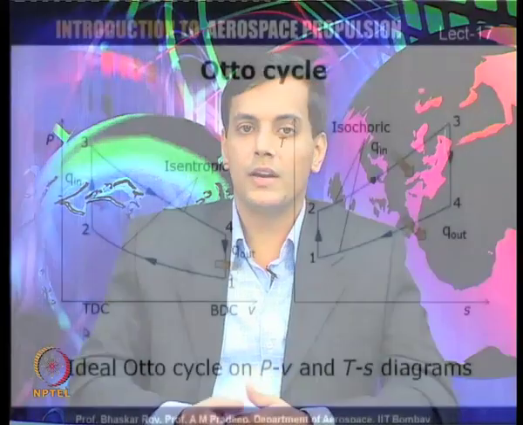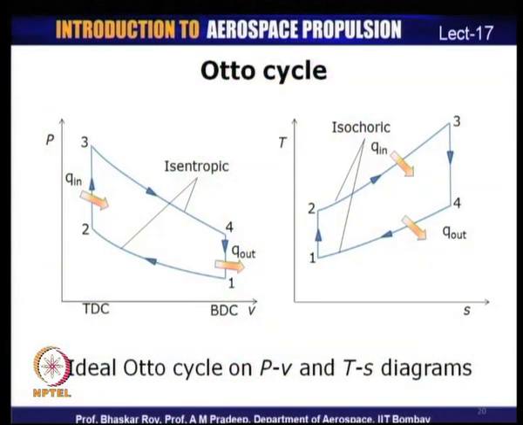So, let us look at the ideal Otto cycle in terms of PV and TS coordinates. I mentioned that the Otto cycle consists of 4 processes. It starts with an isentropic compression. On a PV diagram, you can see process 1 to 2 is an isentropic compression process. Heat addition takes place at constant volume, followed by isentropic expansion. Process 3 to 4 is expansion, but isentropically. Process 4 to 1 is constant volume heat rejection.